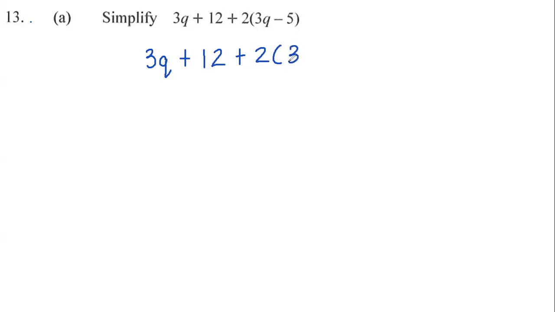Okay, so I have 3q plus 12 plus 2 open bracket 3q minus 5. How am I gonna answer this? Anyone have any ideas? You want to group the like terms. You have to start with 3q take away 5, multiply and then group the like terms. Start with the parentheses first, right?